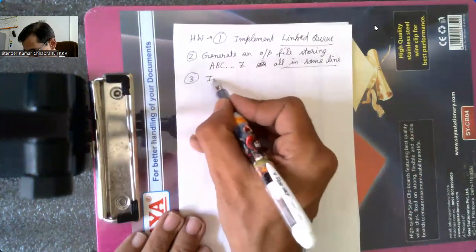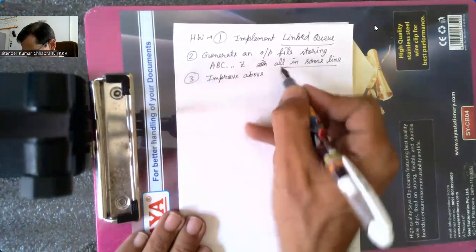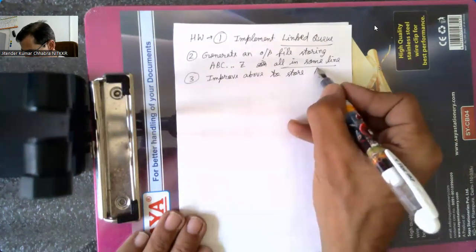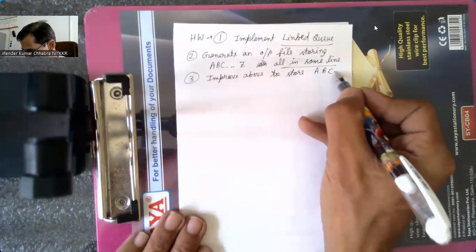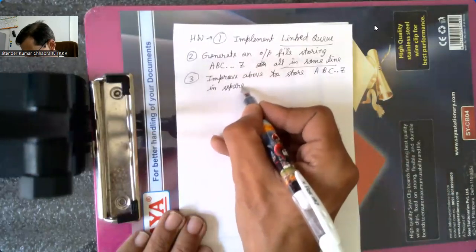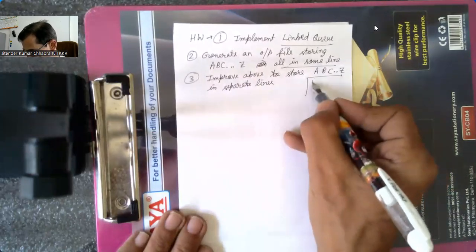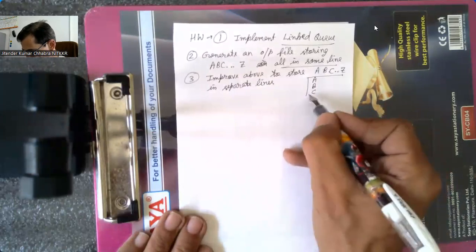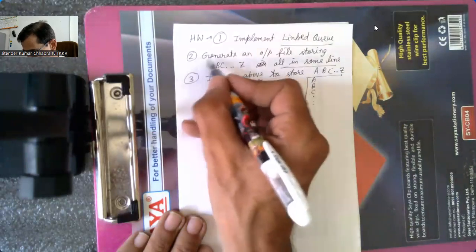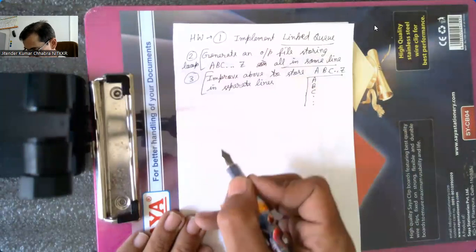Third, improve the above to store A to Z in separate lines. Effectively, I mean my output file should have A in one line, B in another line, C in another line. So don't write simply printf of A to Z. You will need a loop repeating 26 times, and similarly here also.